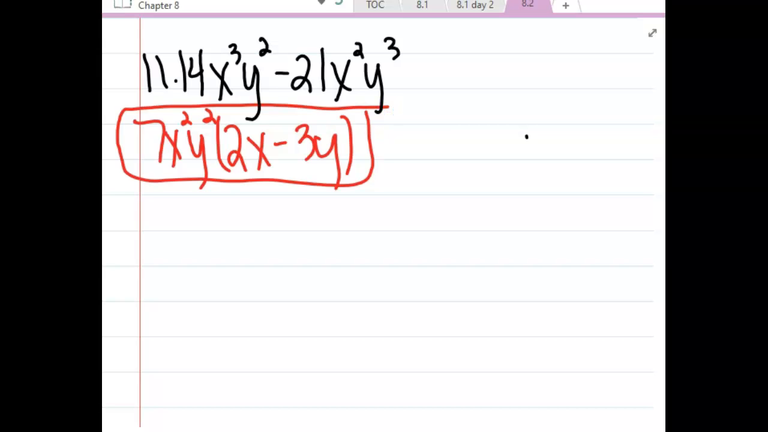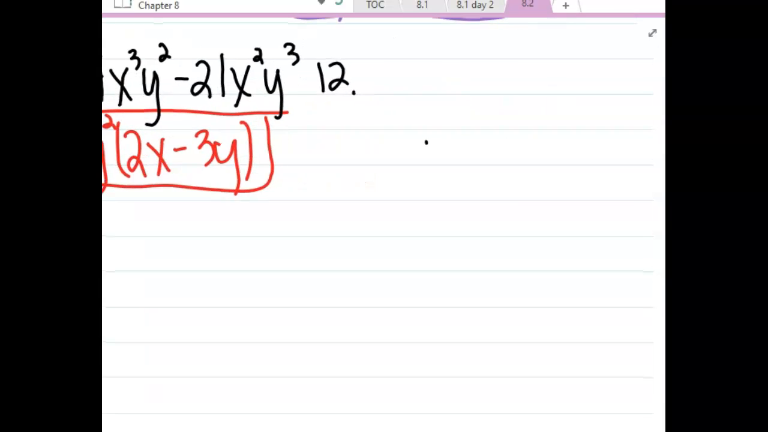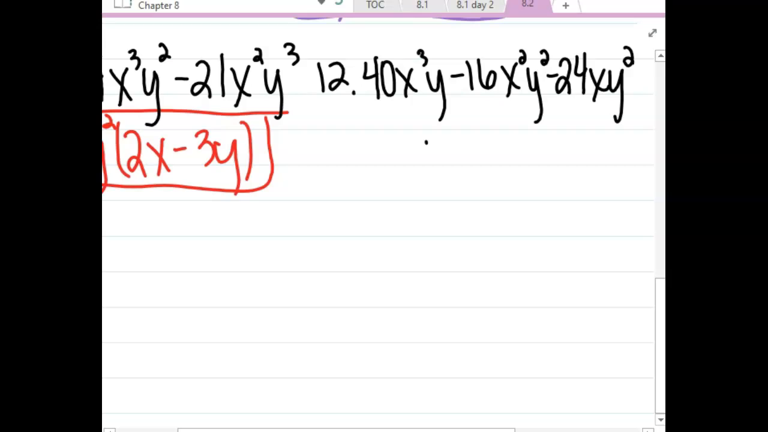Okay, you guys want to try the last one on your own? Okay, let's have you try this last one on your own. Let's do 40x cubed y minus 16x squared y squared minus 24xy squared.